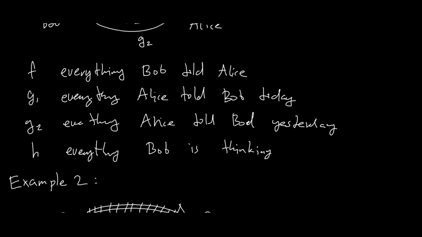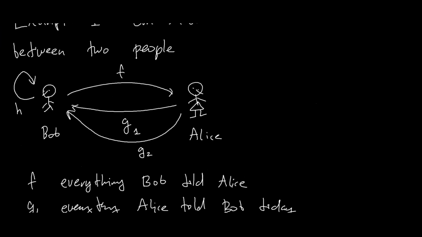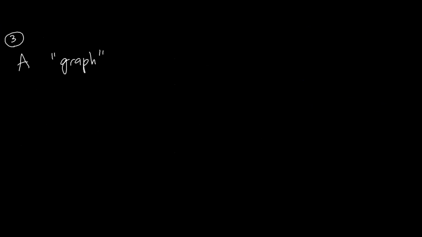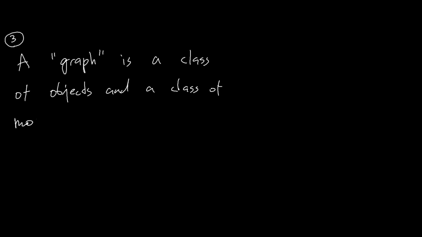Like, for instance, in this Alice and Bob example, we think of Bob and Alice as nodes of a graph. Then we have one directed edge going one way, and then we have two of them going backwards. So a graph is a class of objects and a class of morphisms between these objects.